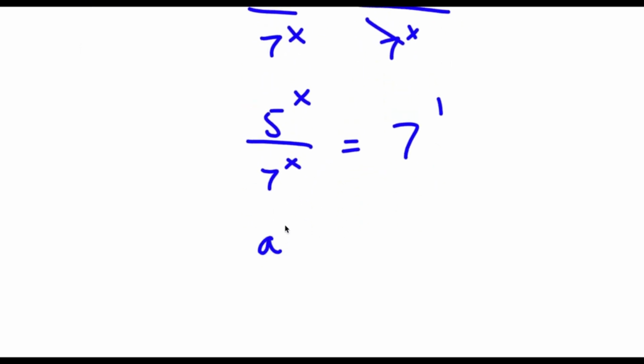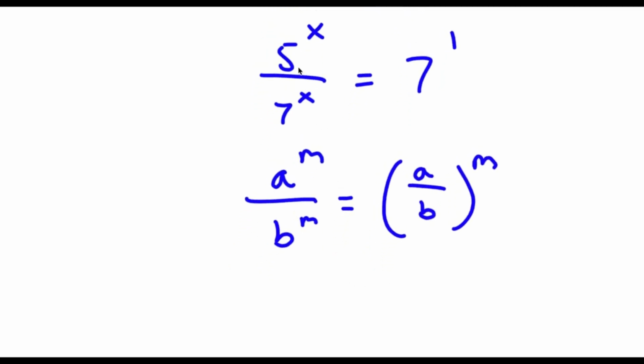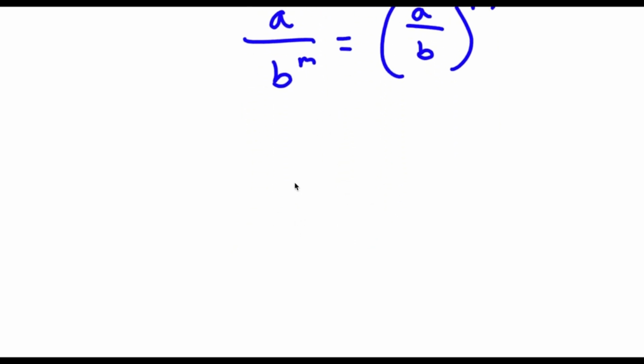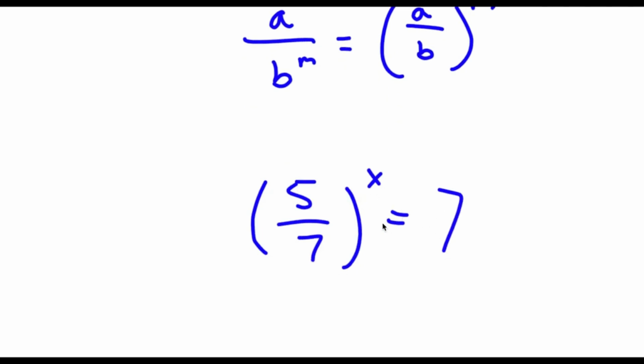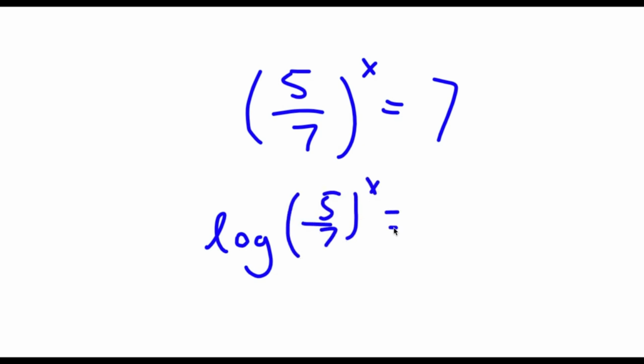Now if I have something in the form a to the power of m over b to the power of m, this is the same thing as a over b to the power of m. So 5 to the power of x over 7 to the power of x, that's going to equal 5 over 7 to the power of x, and this is equal to 7. Now I'm going to take the log on both sides. So I have log of 5 over 7 to the power of x is equal to log 7.